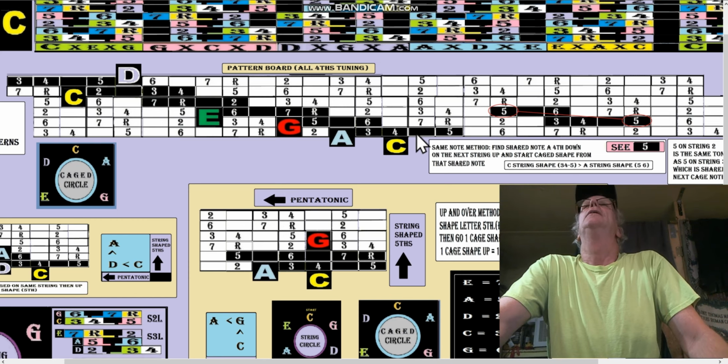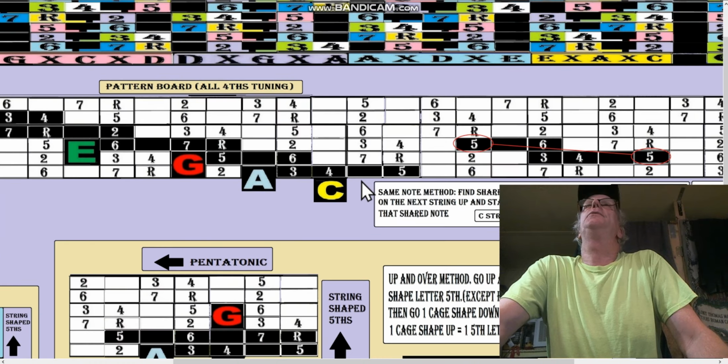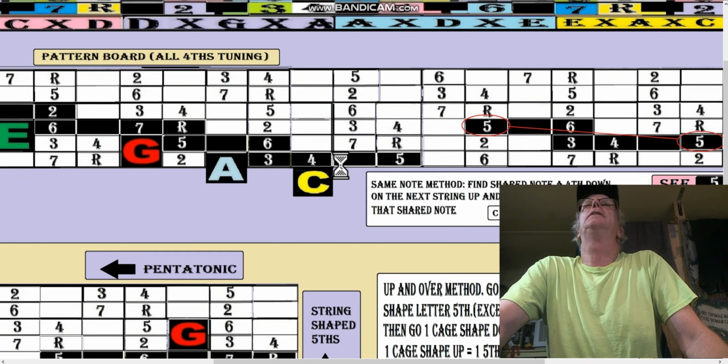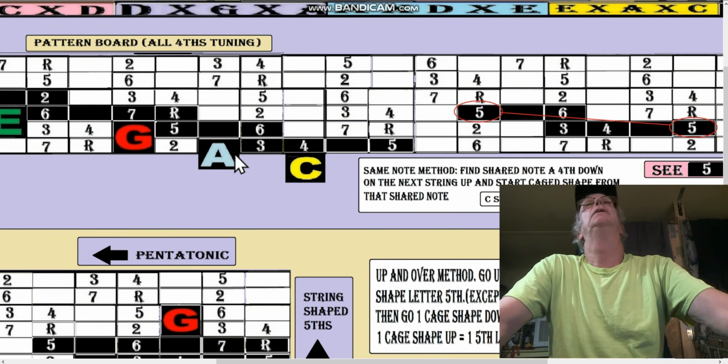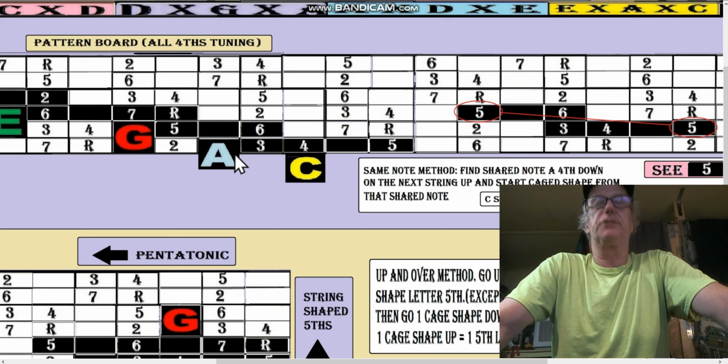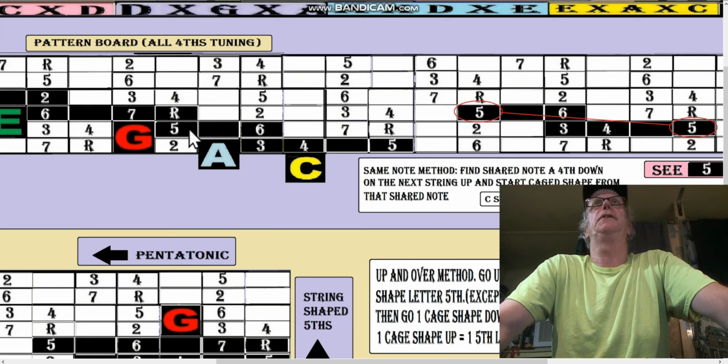So if we look at that, we want to go from a C to an A pattern. We want the A to be on the next string up. We go 3, 4, 5, and if you look, these are the same notes.